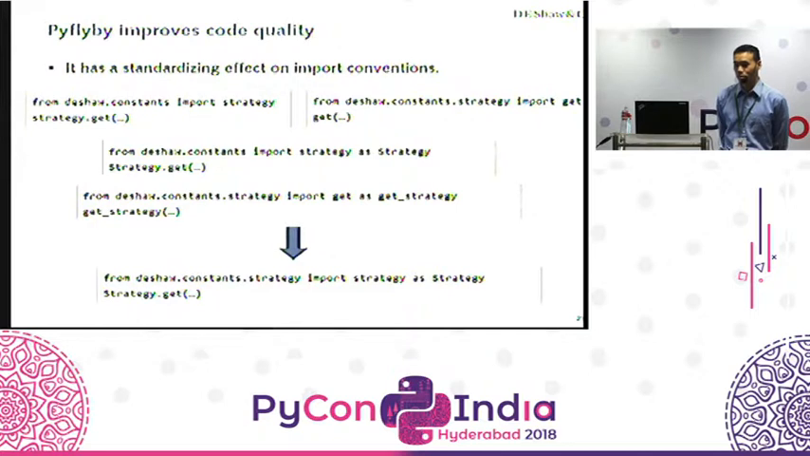And having a global symbol called strategy with lowercase s is also not very good because that's usually a variable name. So then people start getting creative, like from desha.constants.strategy import get as get_strategy, and then you just start getting a proliferation because everybody's doing something different. So in Pyflyby, we put in from desha.constants import strategy as uppercase S Strategy. So then everybody uses this, and it standardizes coding conventions.